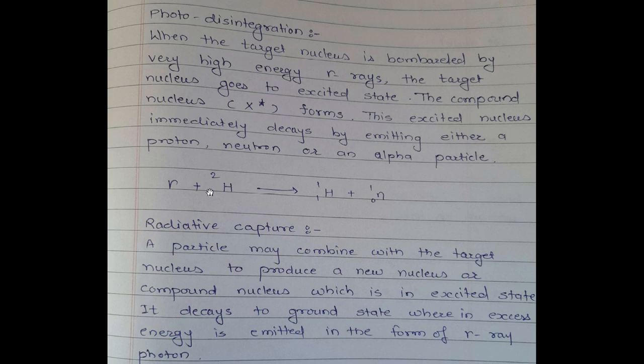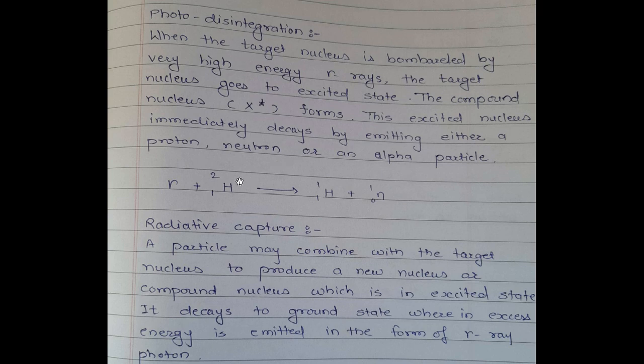Now this photo disintegration reaction involves an intermediate state, the formation of a compound nucleus, right? What will happen? The incident gamma ray photon gives its energy to the target nucleus so that it forms a higher excited state nucleus, which is represented by X star. Star means excited state.